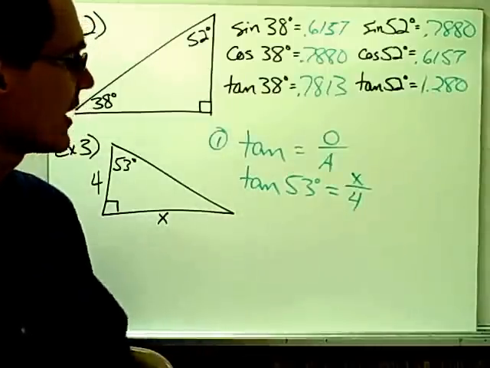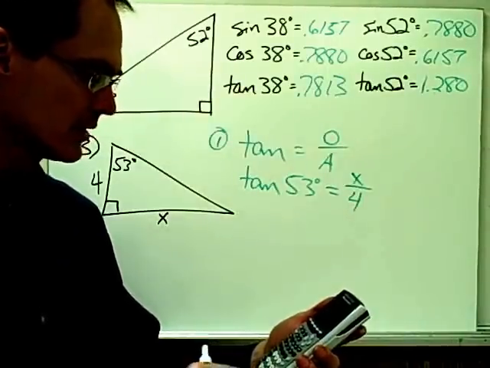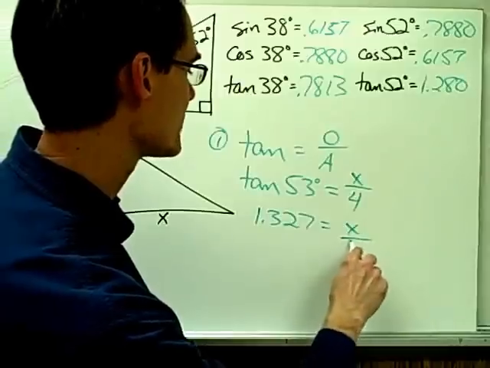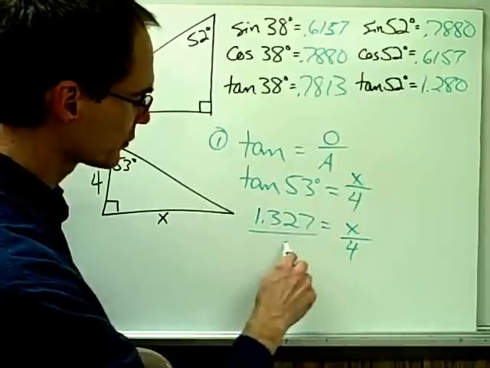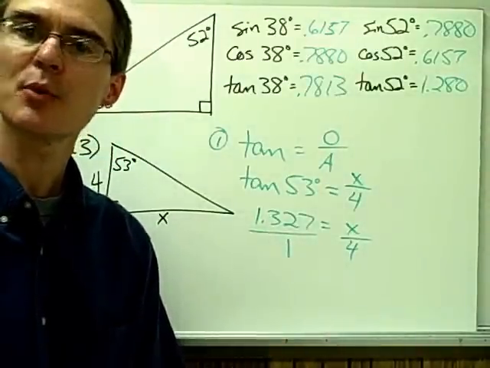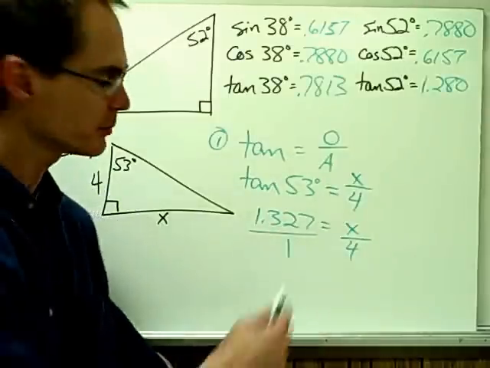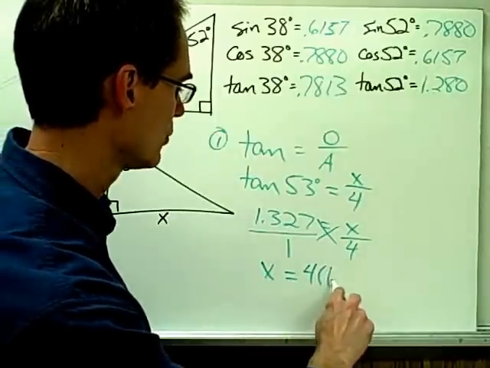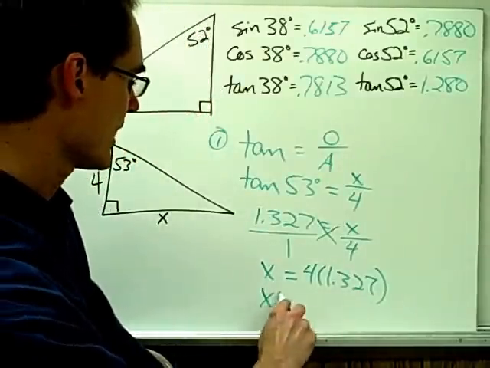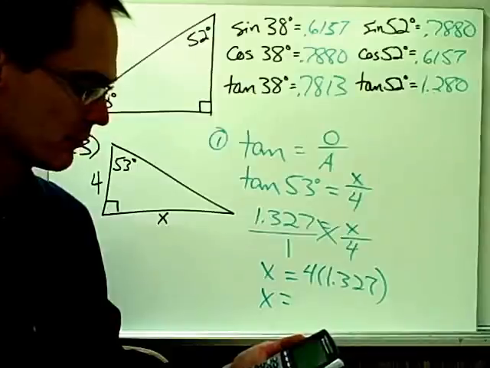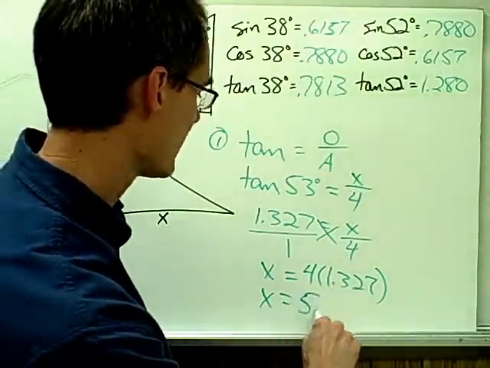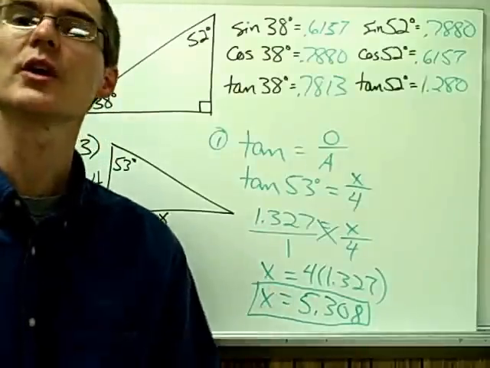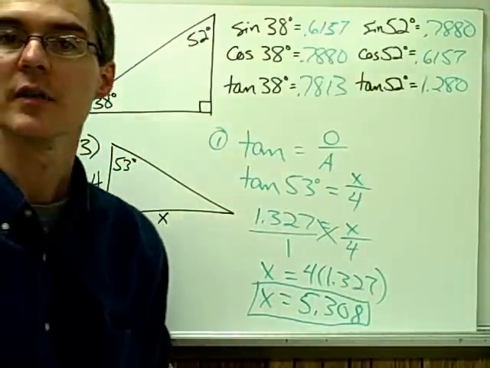I'm going to start by calculating the value of tangent 53 degrees. I take my calculator, tangent 53 is 1.327. So 1.327 equals X over 4. Now I'm going to put 1.327 over 1 so that my equation looks like a proportion, because I know how to solve a proportion, I just cross multiply. So 1 times X is X, that's equal to 4 times 1.327. So X equals 5.308. And I just used my trig ratios to find the length of this side of my triangle.